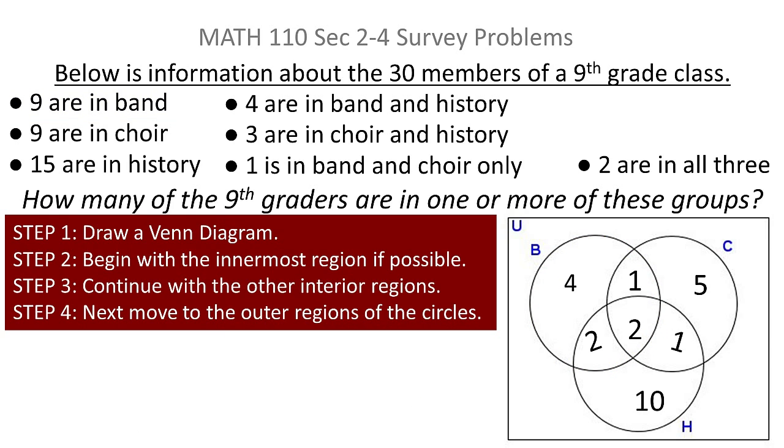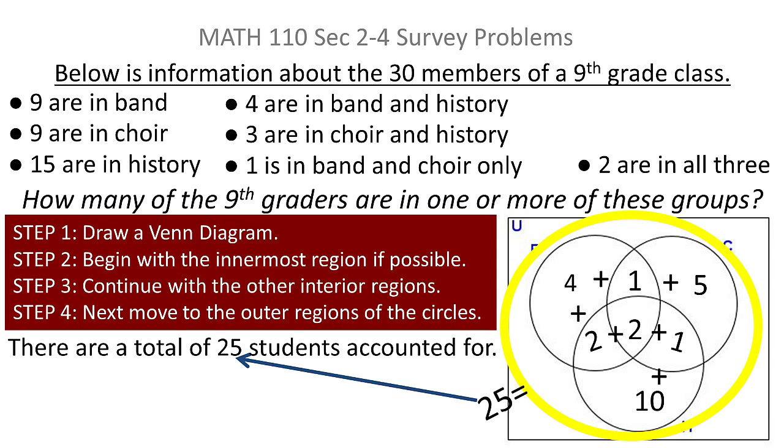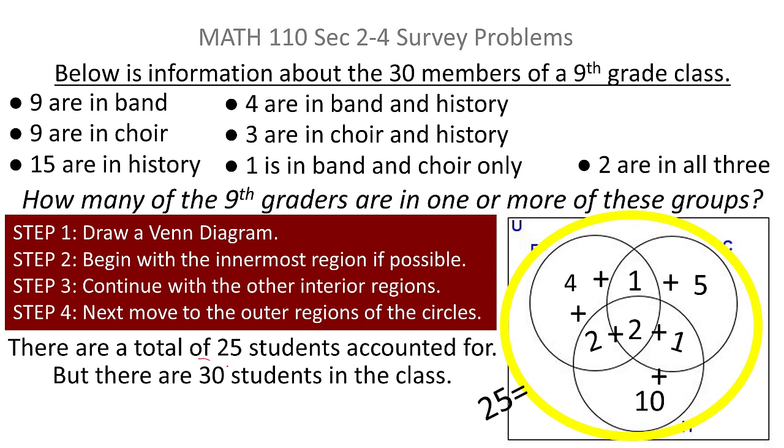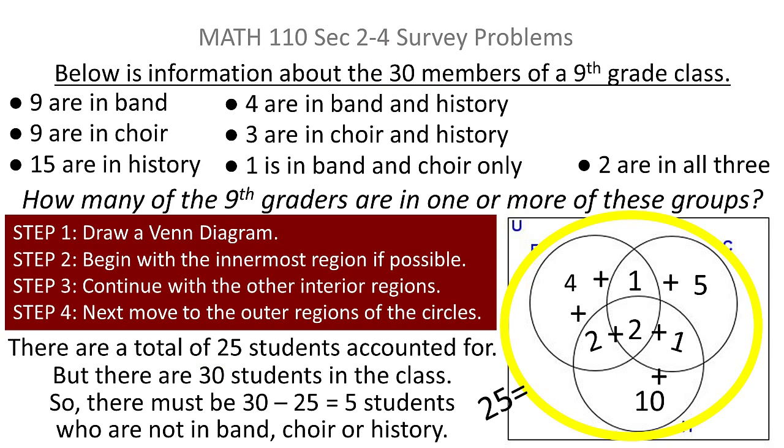Now the only thing we don't have are the number of students who aren't in any of those circles, that aren't in band, aren't in choir, and aren't taking history. So what I can do is just add up everybody that I've already accounted for. If I add 4 and 1 and 5 and 2 and 2 and 1 and 10, I come up with 25. But notice there are 30 students in that class. So that means that the other 5 of them must be outside of all 3 of those circles. So those 5 students aren't in band, aren't in choir, they're also not in history.